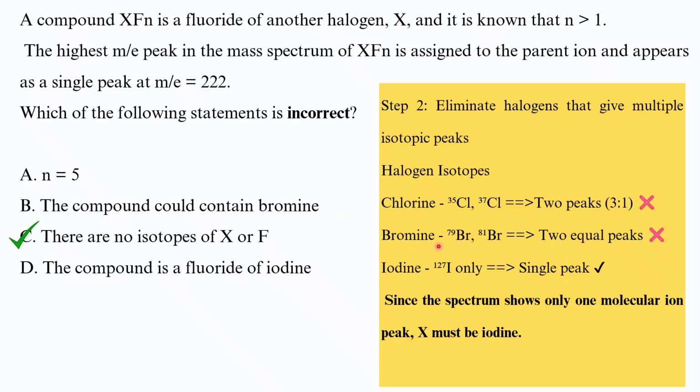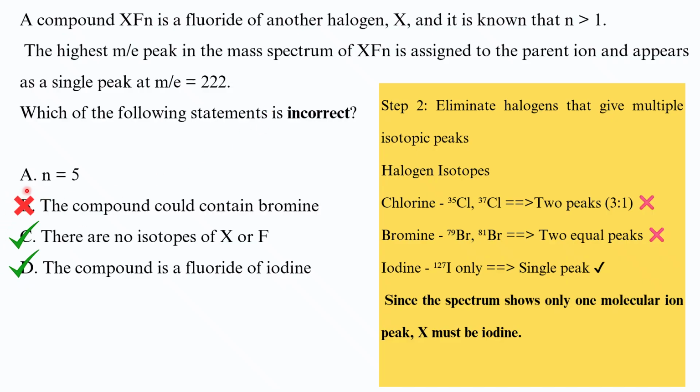Now let us check for bromine. Bromine also gives two isotopic peaks, but in the question it was already mentioned that there is a single peak. This means there is no possibility of bromine. So if there is no possibility of bromine, option B is incorrect. And if we talk about iodine, it gives only a single peak because it has only one abundant isotope. This means option D is absolutely correct. So here we have got that this particular option is the incorrect one.